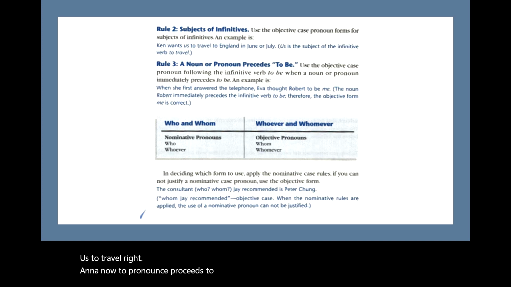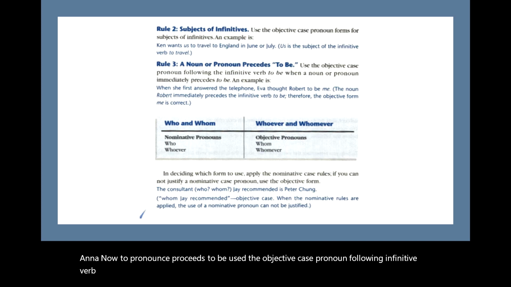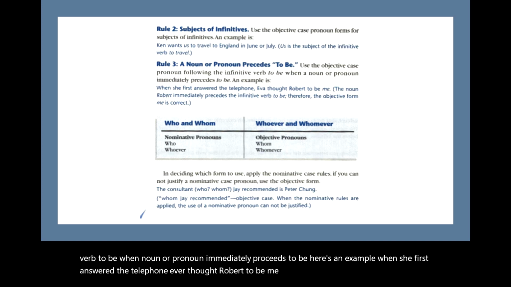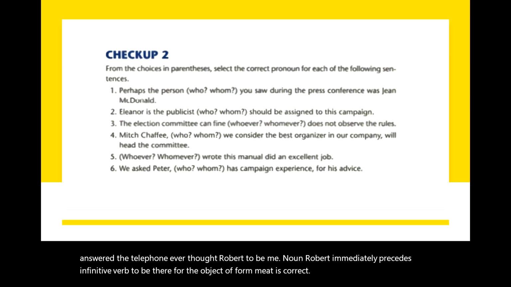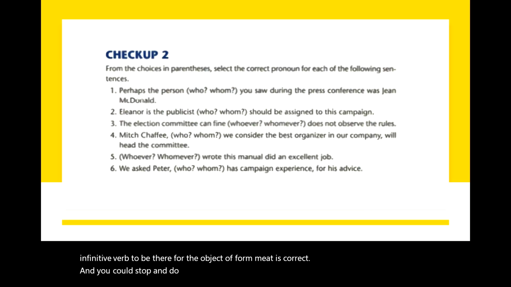Use the objective case pronoun following the infinitive verb to be when a noun or a pronoun immediately precedes to be. Here's an example. When she first answered the telephone, Eva thought Robert to be me. The noun Robert immediately precedes the infinitive verb to be. Therefore, the objective form me is correct. And you could stop and do checkup number 2 here.